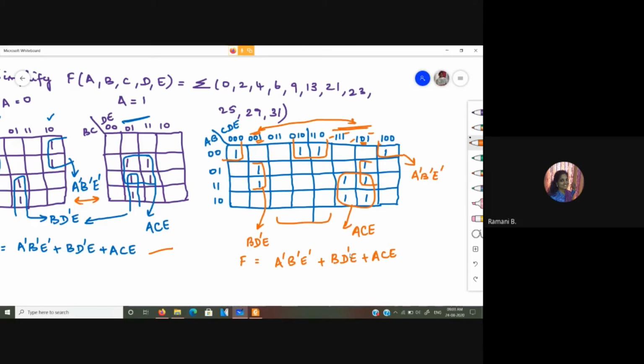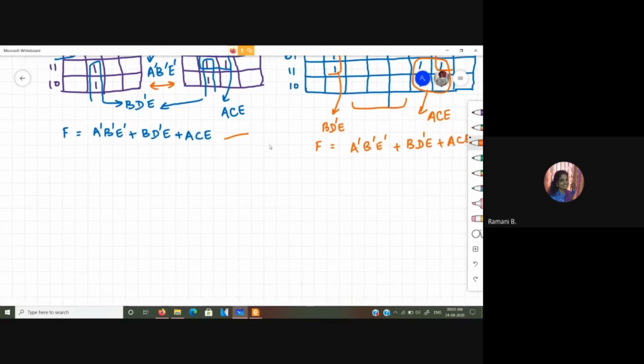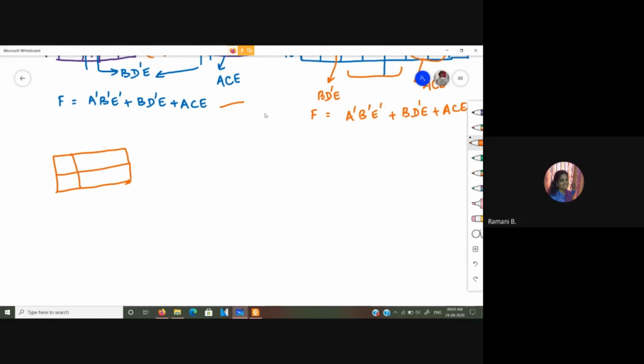Okay. And one more thing about this K map I wanted to mention is, let me take a 3 variable map for example.